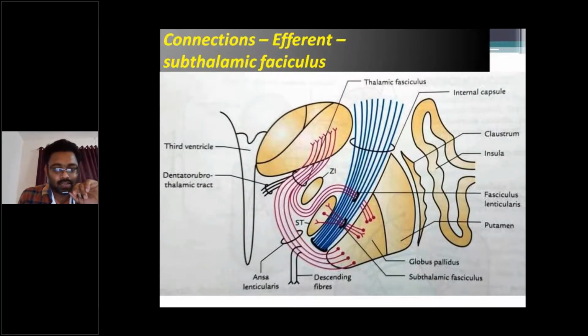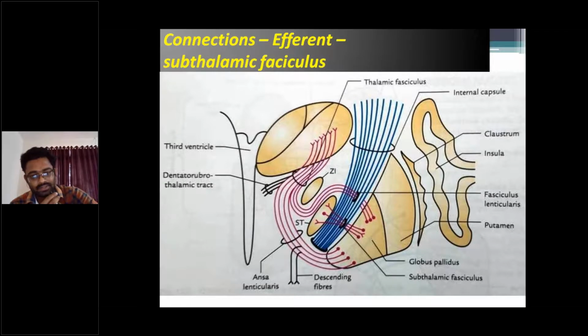Number 2, subthalamic fasciculus. Here is subthalamic fasciculus. Fibers arise from globus pallidus, pass through the internal capsule and terminate into subthalamic nuclei, and also form a reciprocal connection between subthalamic nucleus and globus pallidus.